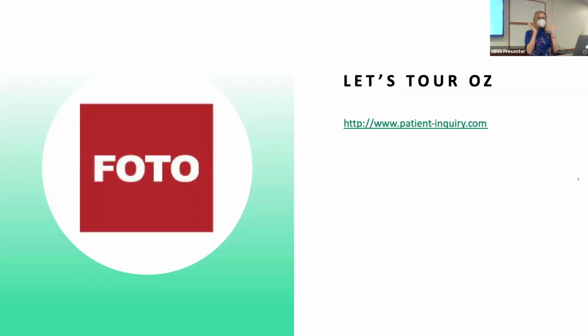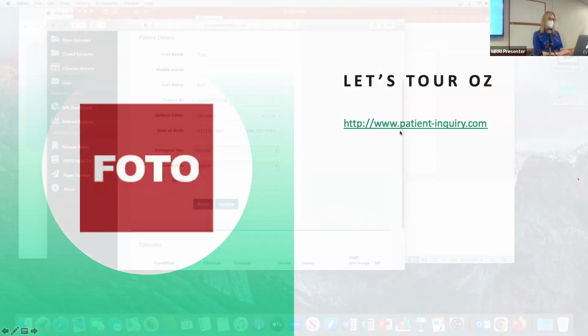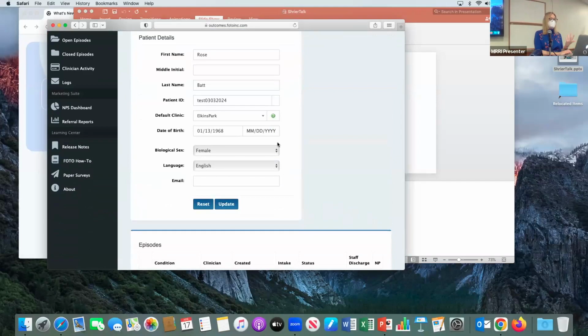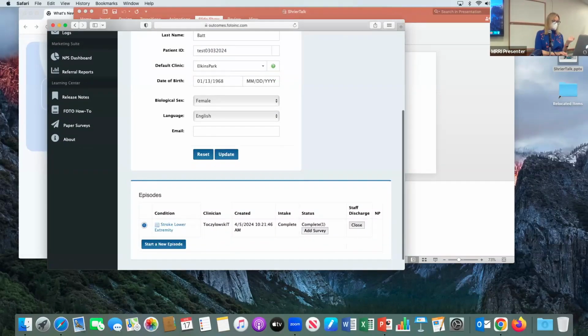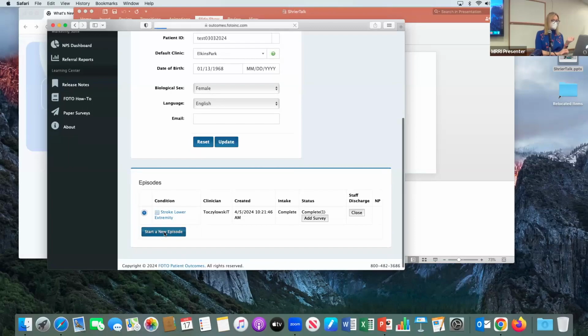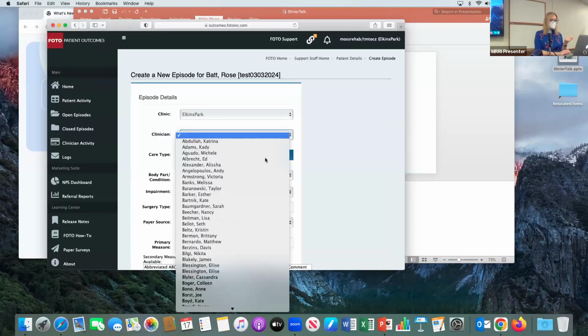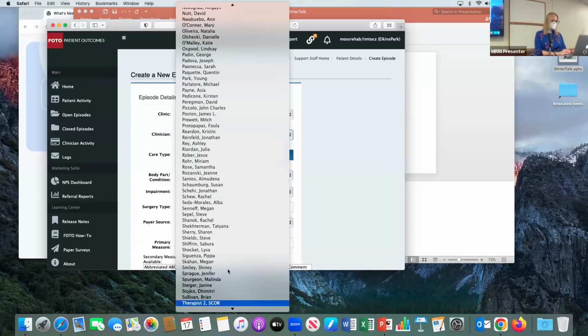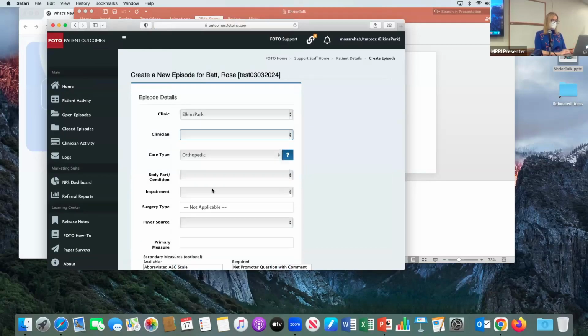So let's see what this looks like in real time. What would you come across in the clinic? And so when we're collecting the data, we look at the patient's birth date, their age, their sex, and then we're going to start a new episode. So at this point, your clinician will go down, choose themselves, and then we have certain care types that are going to pull up a different survey. So for now, we're going to look at neurological.